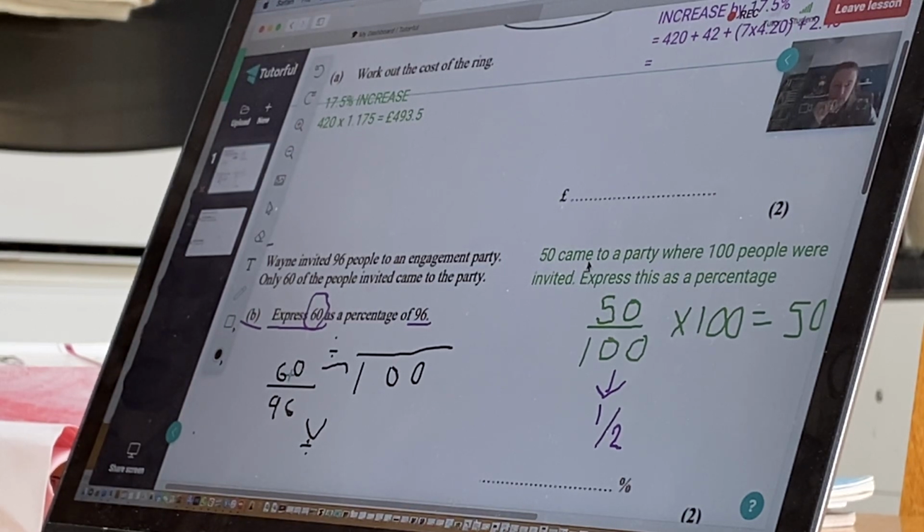What number could we divide both the top and bottom by that would go into 60 and 96? Can you think of one? 30. 30 would go into 60, but 30 wouldn't go into 96. 20 would go into 60, but 20 doesn't go into 96. 2, yeah, let's try 2. So divide the top and the bottom by 2. What do we get? 30/48, yeah.